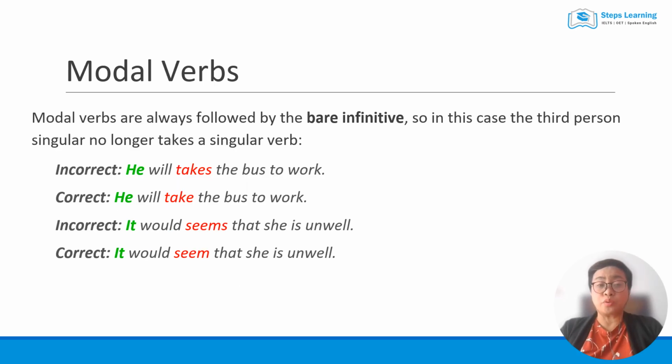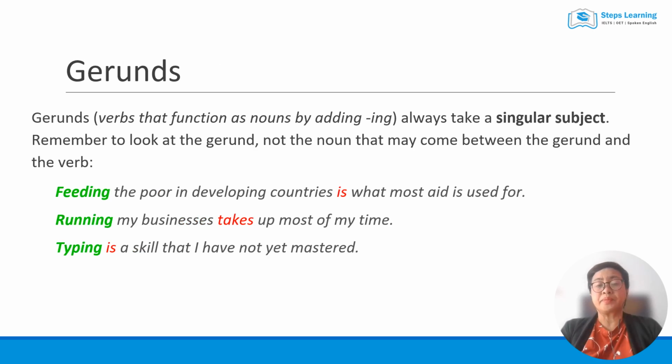Now we go to modal verbs. Modal verbs are always followed by the bare infinitive. So in this case, the third person singular no longer takes a singular verb. So it's incorrect to say "he will takes the bus to work." The correct way is "he will take the bus to work." And it's wrong to say "it would seems that she is unwell." The correct way would be "it would seem that she is unwell."